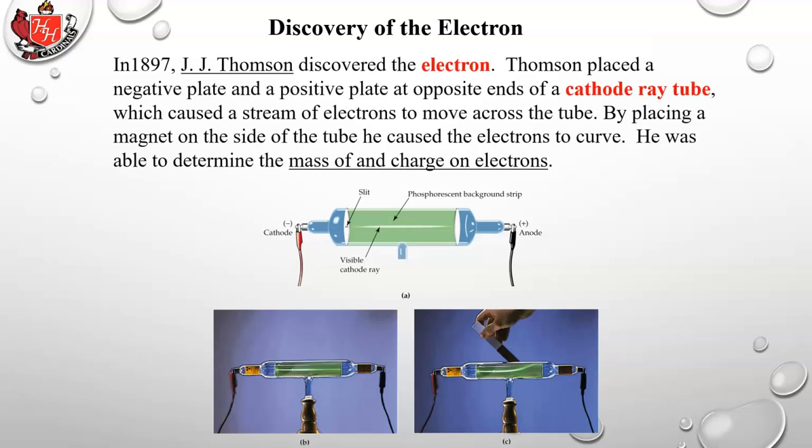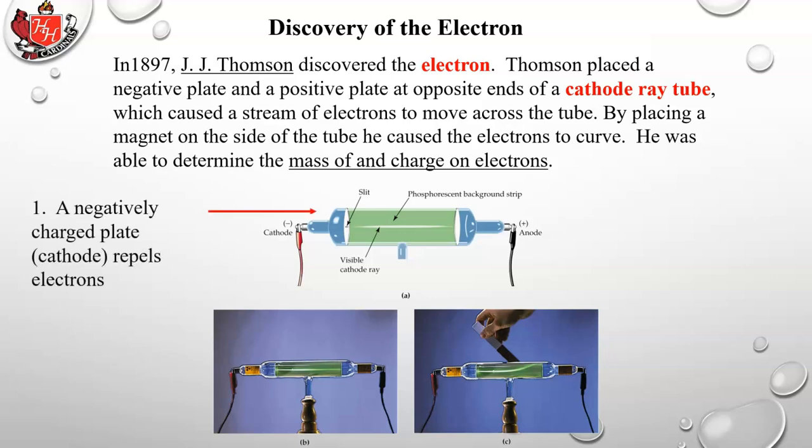So, discovery of the electron. In 1897, J.J. Thomson discovered the electron. Thomson placed a negative plate and a positive plate at opposite ends of a cathode ray tube, which caused a stream of electrons to move across the tube. By placing a magnet on the side of the tube, he caused the electrons to curve. He was able to determine both the mass and charge of the electrons.